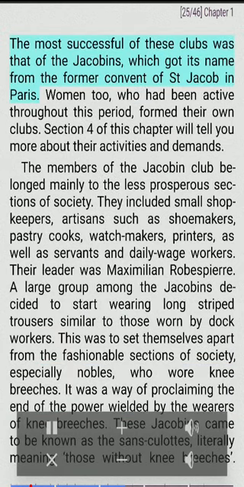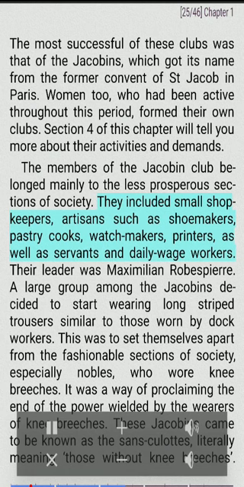Political clubs became an important rallying point for people who wished to discuss government policies and plan their own forms of action. The most successful of these clubs was that of the Jacobins, which got its name from the former convent of Saint Jacob in Paris. Women too, who had been active throughout this period, formed their own clubs. Section 4 of this chapter will tell you more about their activities and demands.